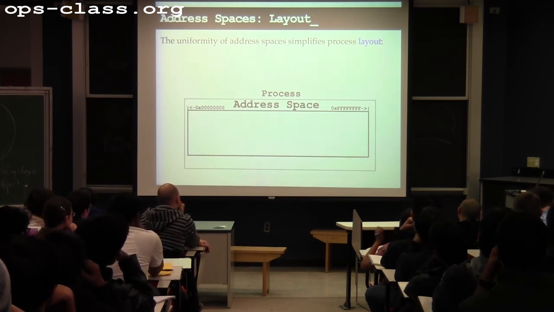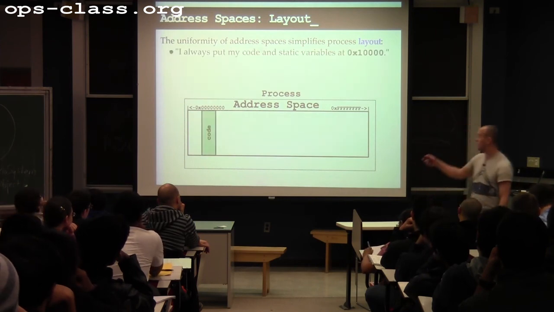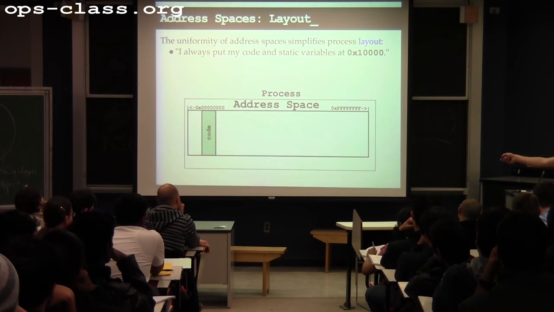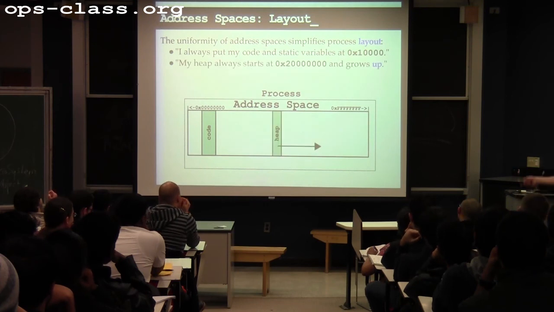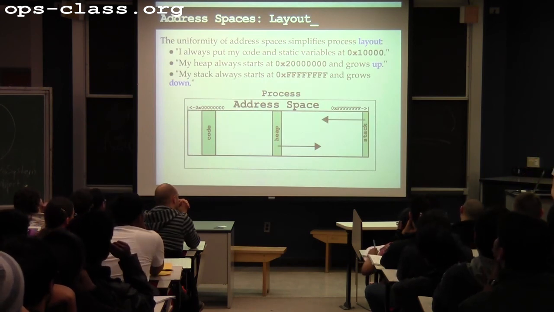So this makes process layout really simple. Every time a process runs, it says, I put my code in a particular place. This is what's in the ELF file: I put my code and static variables right here, and then my heap starts at this point, and that's where I allocate my dynamic content, and the stack of my thread always starts here and goes down. It's really, really nice, and again, this makes process layout very simple.